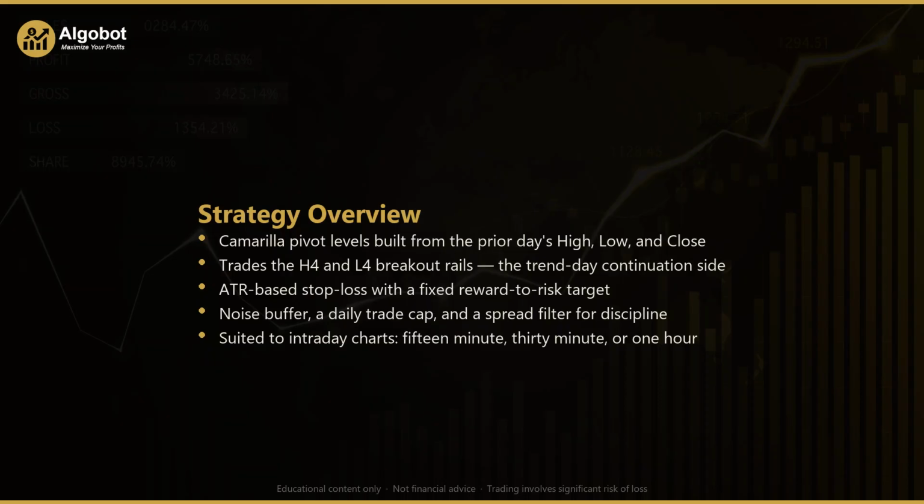Rather than fading the edge, it aims to join the breakout. When a bar closes above the H4 rail, the strategy signals a long. When a bar closes below the L4 rail, it signals a short. It's an approach that suits intraday timeframes such as 15-minute, 30-minute, and 1-hour charts, and it can be applied to any symbol because its risk is measured with the average true range rather than fixed point distances.